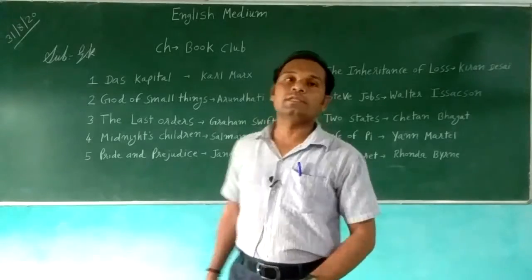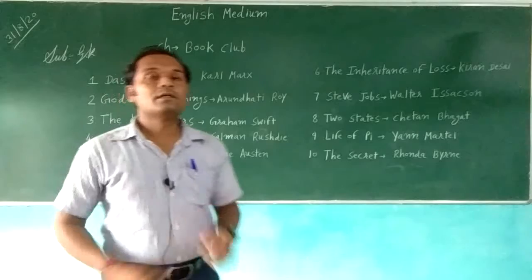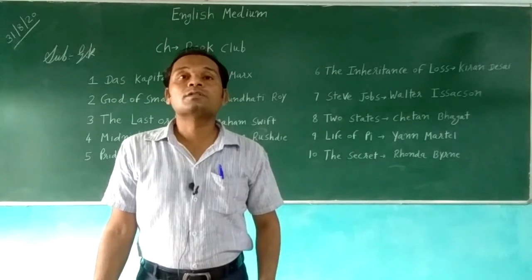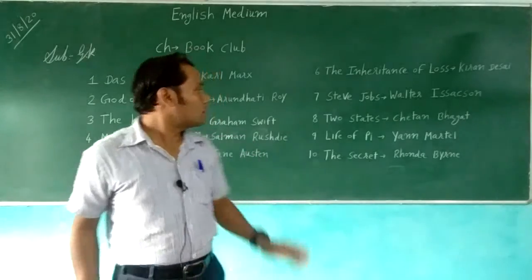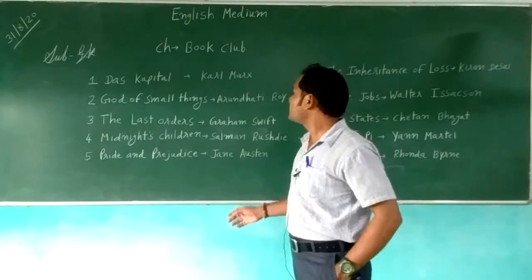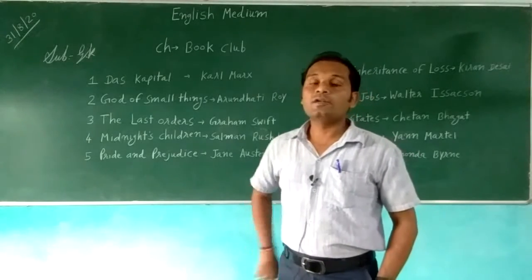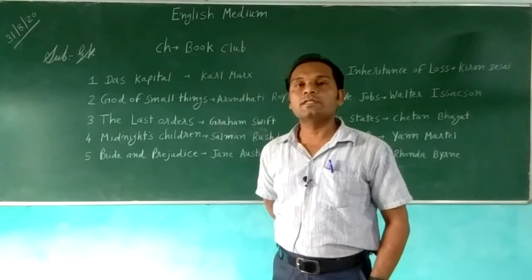Next is God of Small Things. God of Small Things is written by Arundhati Roy. She wrote about the gods and many things are mentioned in this book. She has mentioned many things in this book.